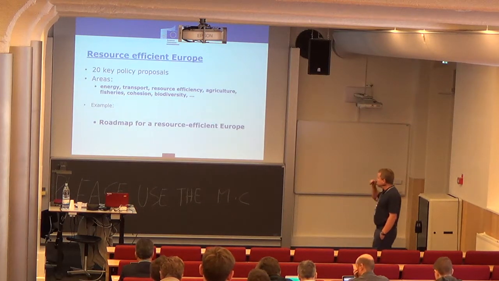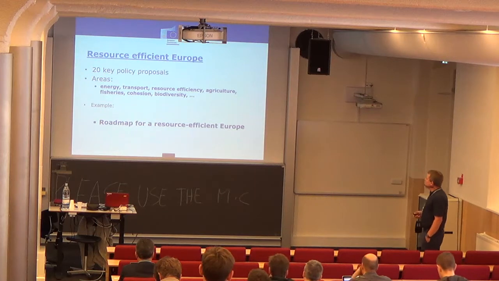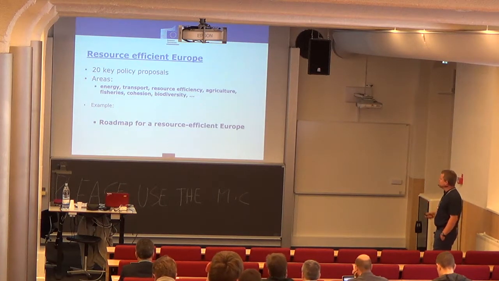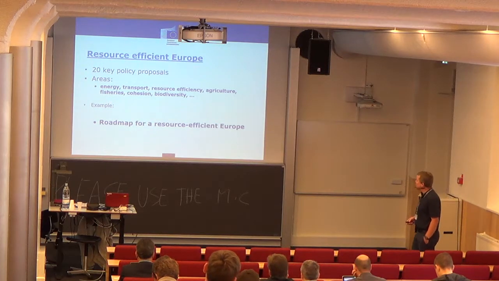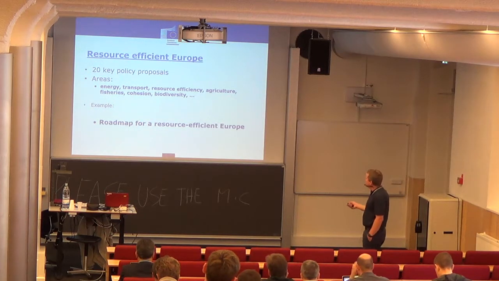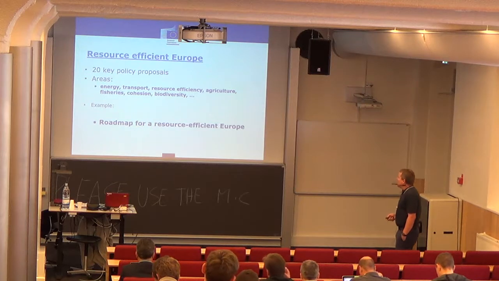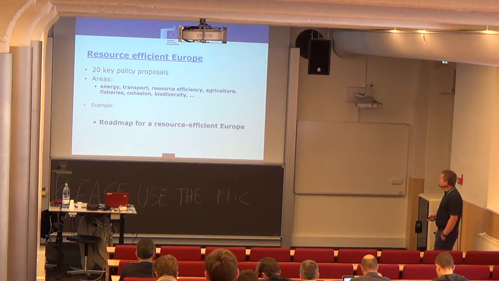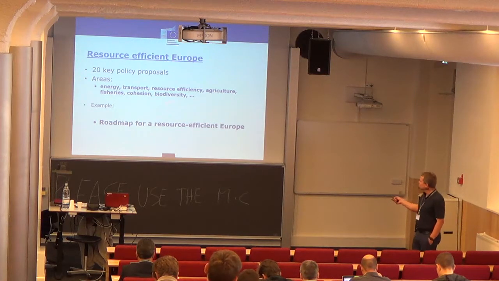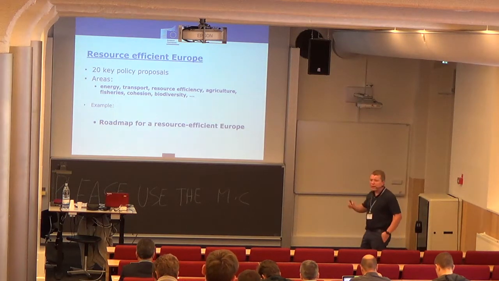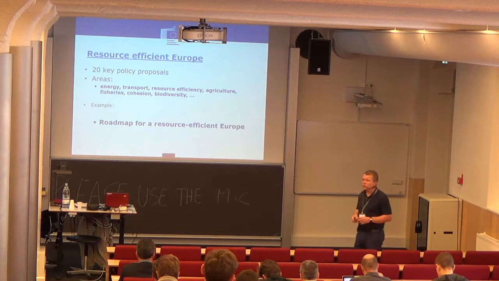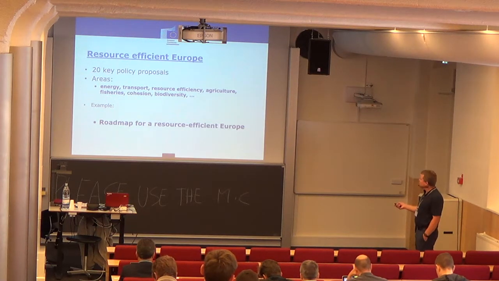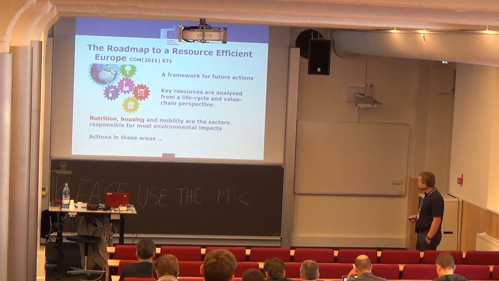Okay, then resource efficient Europe. There are 20 key policy proposals in different areas like energy, transport, resource efficiency, agriculture, fisheries, cohesion, biodiversity. Just one example is a roadmap for a resource efficient Europe. Again, in all of these areas, you can clearly see in the background that we need a lot of spatial data, that we really need INSPIRE to support these areas.